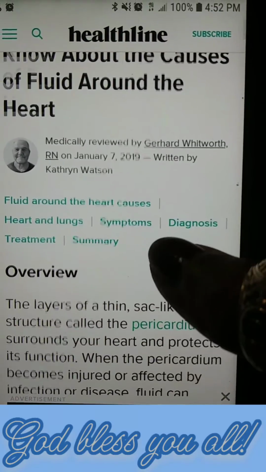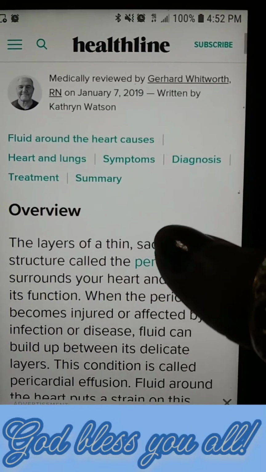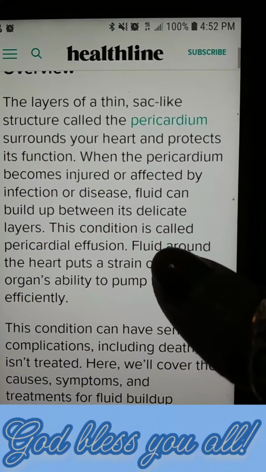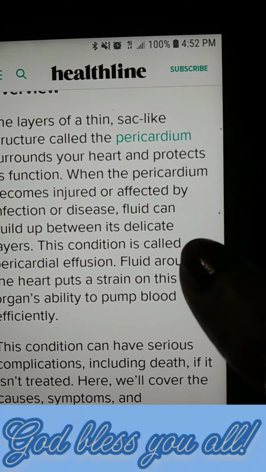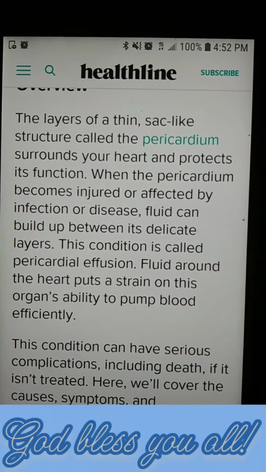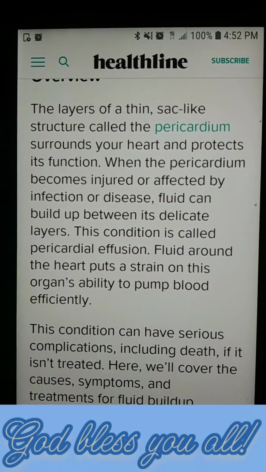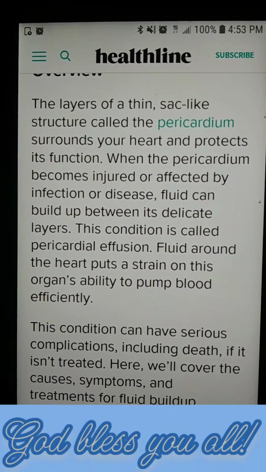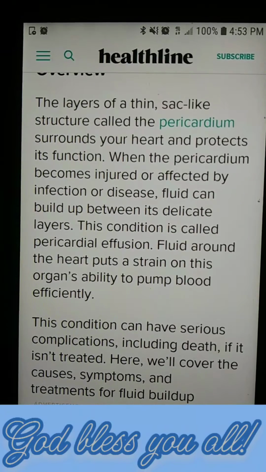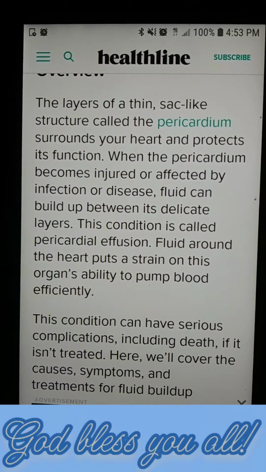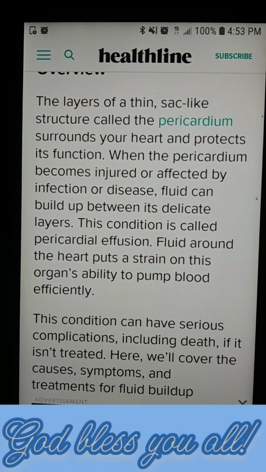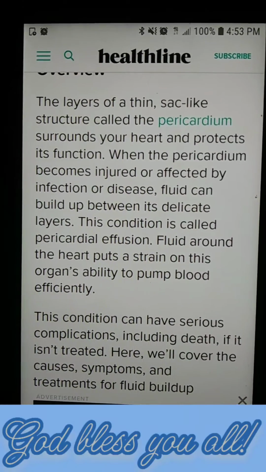Okay, fluid around the heart: causes, heart and lung, symptoms, diagnosis, treatment, summary, overview. A thin sac-like structure called the pericardium surrounds your heart and protects its function. When the pericardium becomes injured or affected by infection or disease, fluid can build up between its delicate layers. This condition is called pericardial effusion.